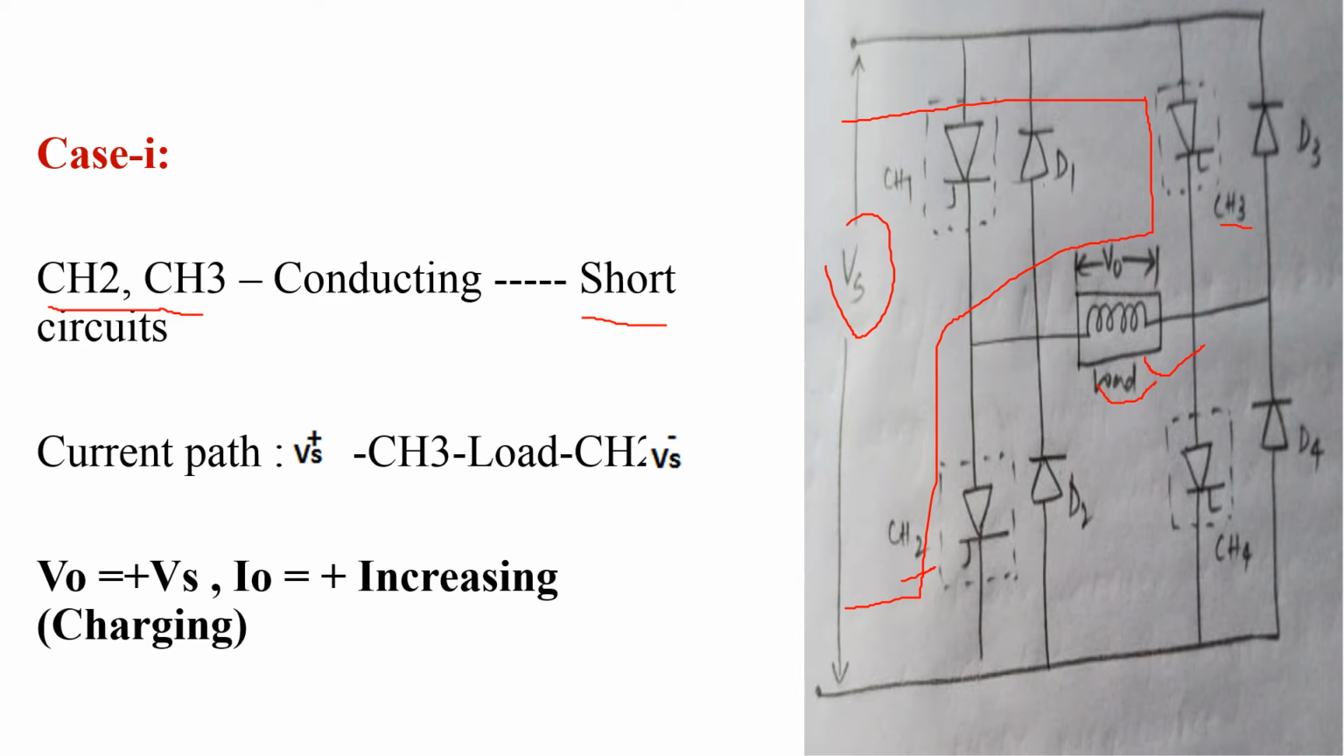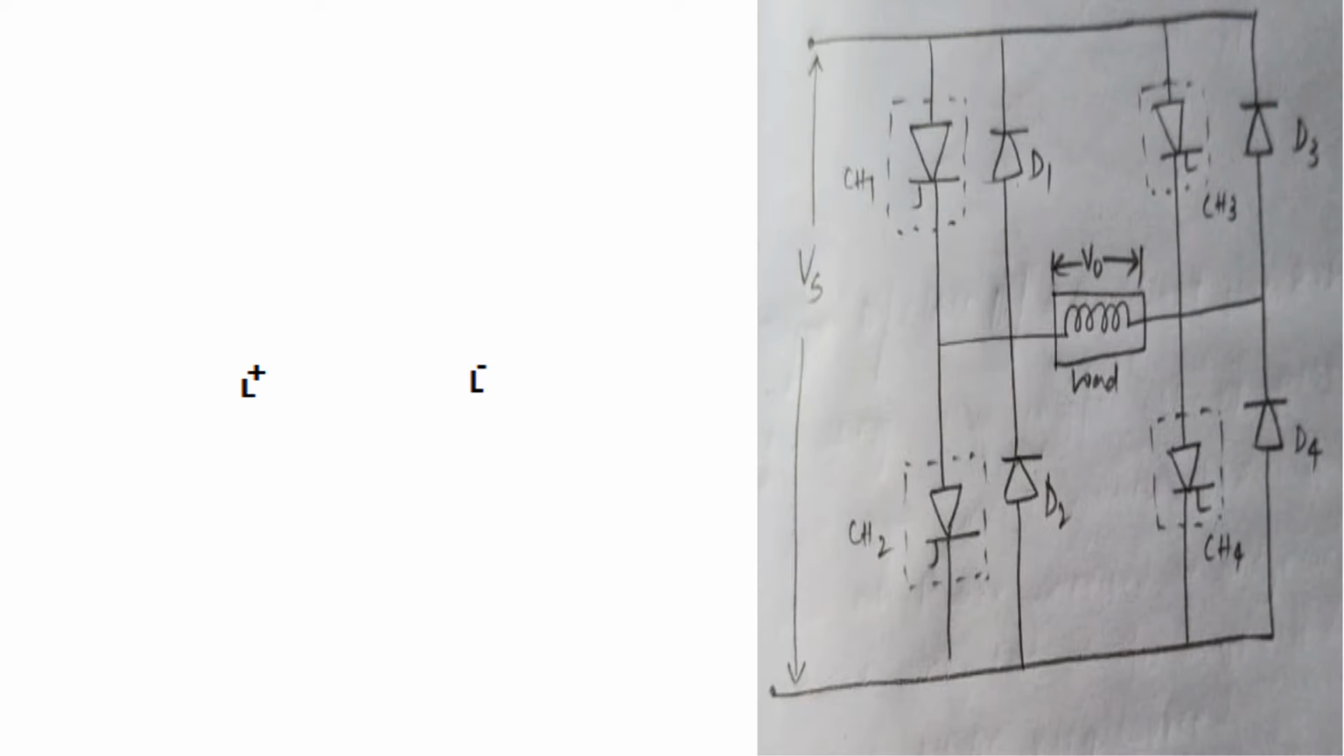In this case, the inductor starts charging with positive and negative polarities. That is, the total input voltage Vs appears across the load, that is, V0 is equal to plus Vs, and the load current is increasing positively. Why? Because here the inductor starts charging. Coming to the second case of working of class E chopper, this is the circuit diagram.